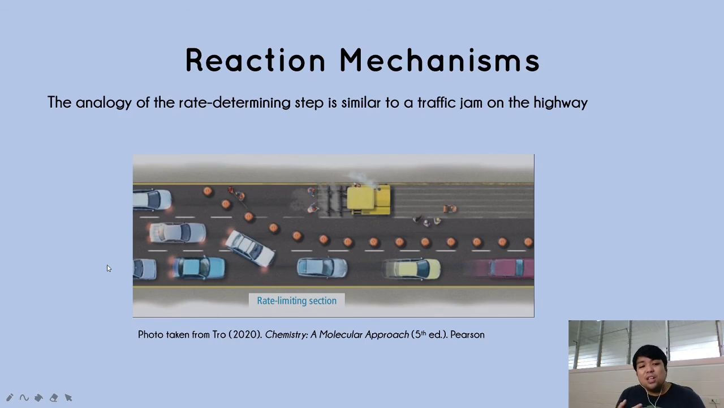So let's have this analogy here. Now, if you have a highway and there is some sort of traffic jam, this one here will cause a traffic jam, right? So the traffic will move more slowly once they pass this part of the highway here. So how fast the highway moves depends on how fast the traffic moves at the bottleneck. So that is the analogy of choosing the slowest step as our rate determining step in our multi-step reaction.